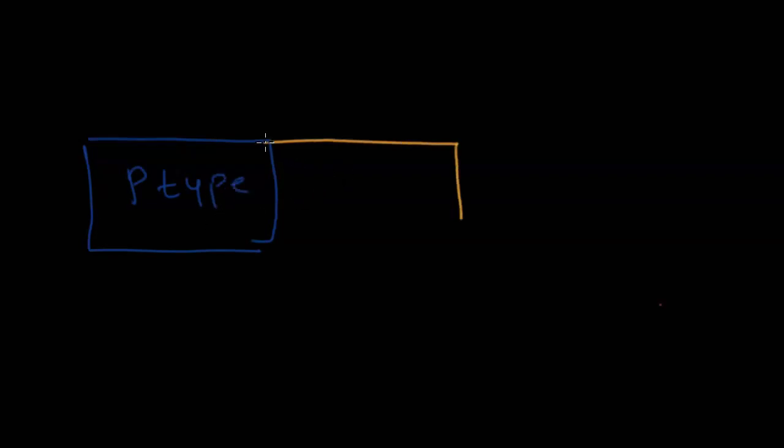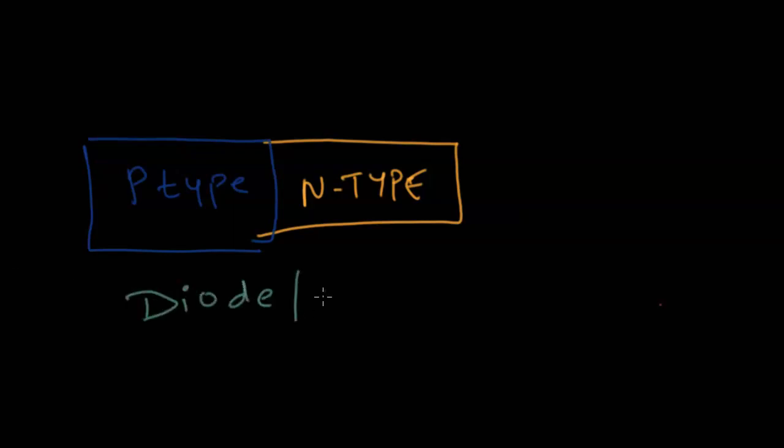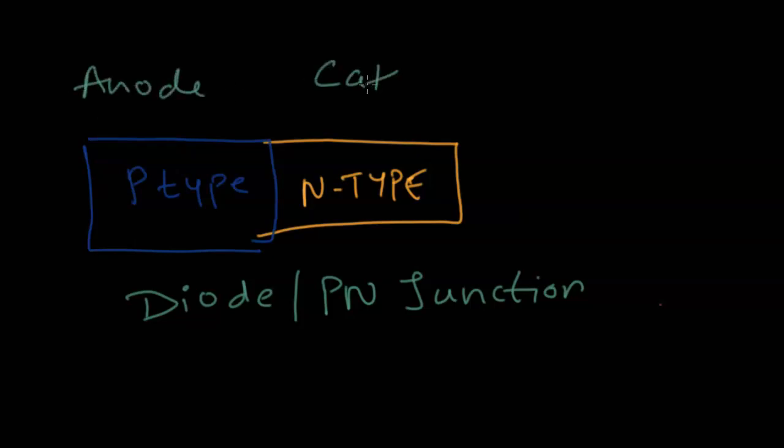Now let us see what will happen if we combine the p-type semiconductor along with the n-type semiconductor. So here we have the p-type semiconductor and the n-type semiconductor. This is a junction between the p-type and the n-type. This is called a diode, also a PN junction. The p-type is called the anode and the n-type is called the cathode.